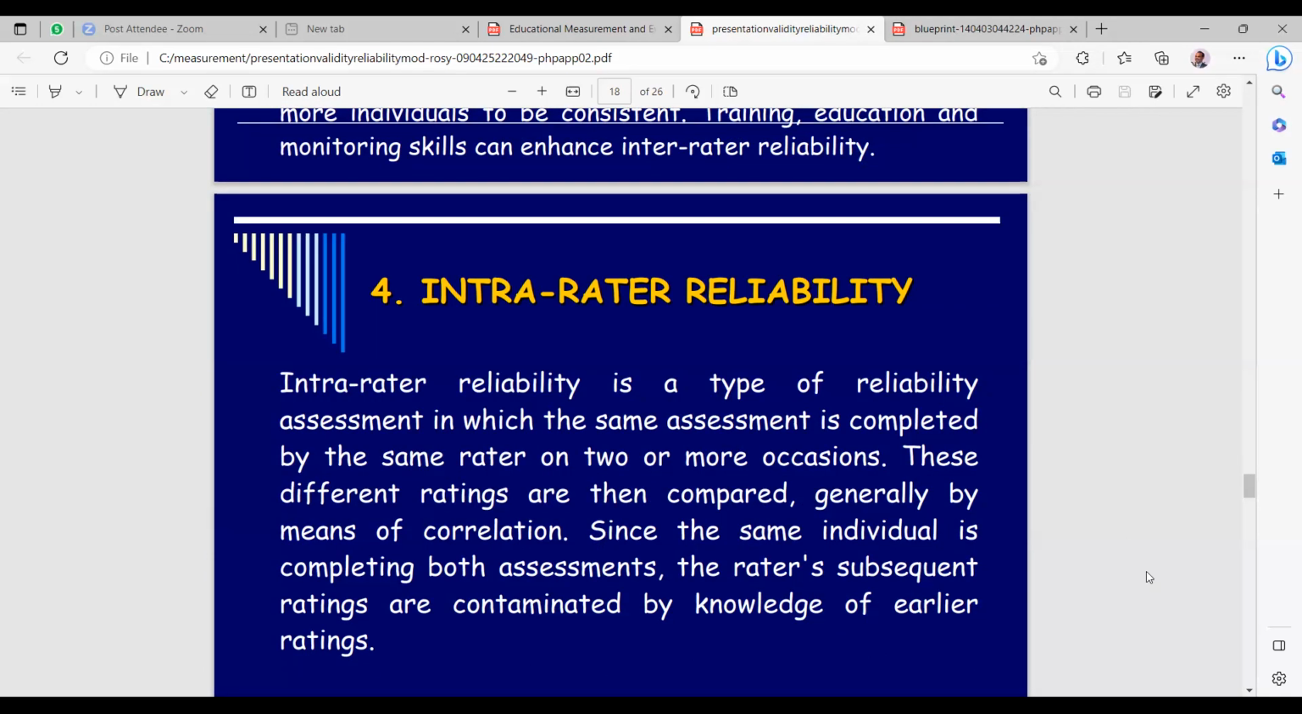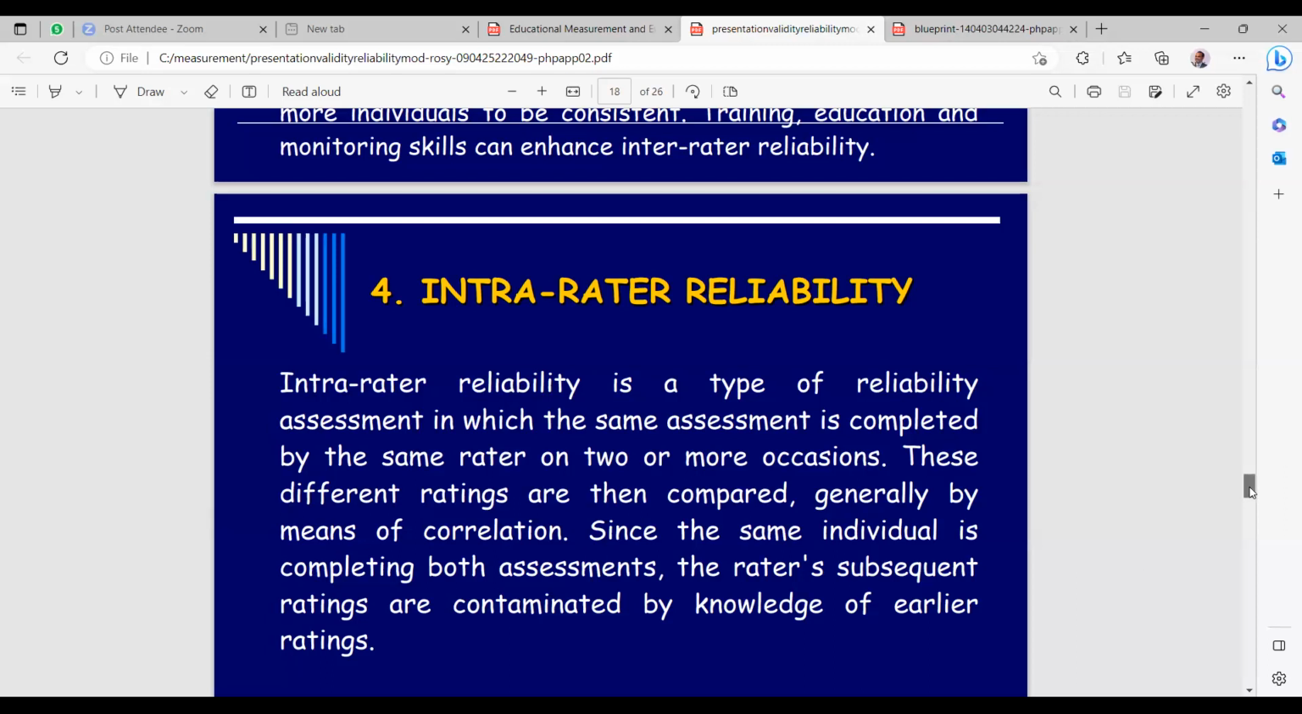Intra-rater reliability is a type of reliability assessment in which the same assessment is completed by the same rater on 2 or more occasions. These different ratings are then compared generally by means of correlations. If the same individual is completing both assessments, the rater's subsequent ratings are contaminated by knowledge of earlier ratings, right?